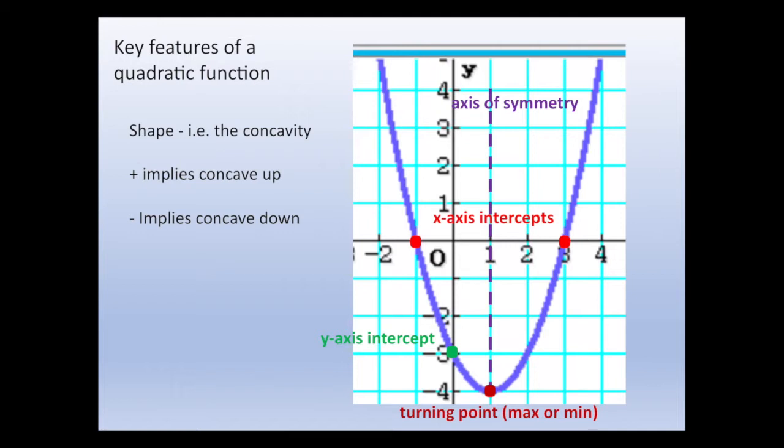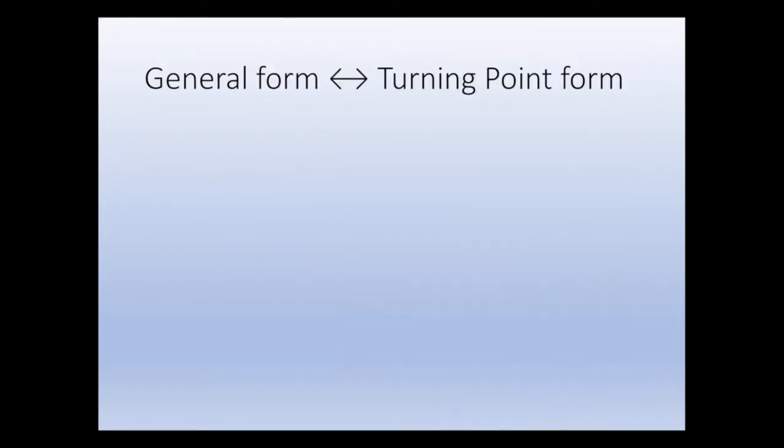So here, just to remind you, the key features of a quadratic function: the shape, the concavity, which is plus implies concave up, minus implies concave down, or what I call the U shape and the N shape. Alright, and then you need to know the x-axis intercepts, the y-axis intercept, the turning point, whether it's maximum or minimum, and of course the axis of symmetry.